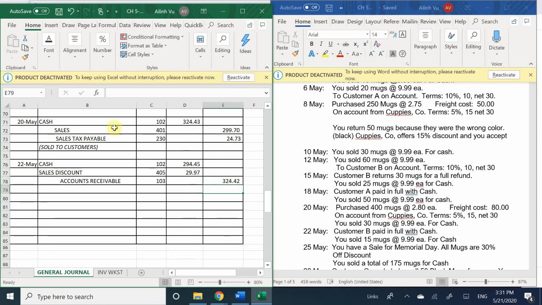324.42. Okay, then the cash is different. Yes, sorry about that. 324.42 minus 29.97. So 294.45. Yes. Okay. And then I'm going to write here, customer B paid in full.